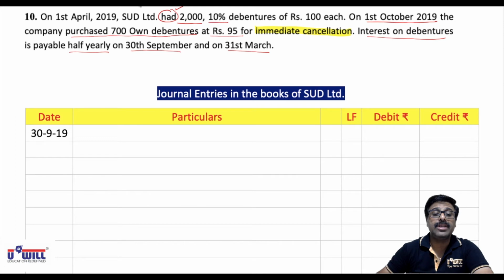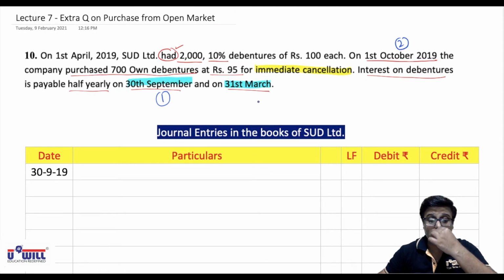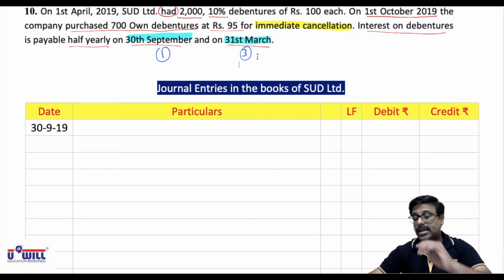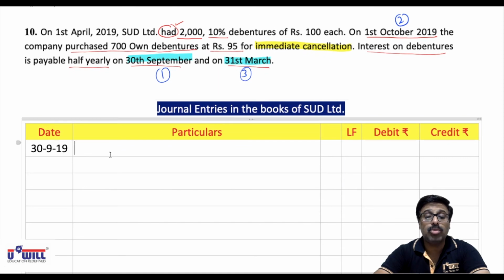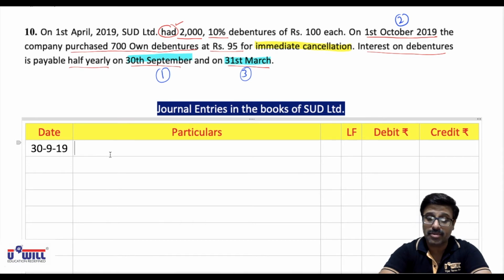What are the two dates of interest? One date is 30th September, the other is 31st March. So in order, the first transaction is on 30th September, the second transaction is on 1st October, and then the transaction is on 31st March for paying the interest. On 30th September, the company will be paying interest on all 2000 debentures because by 30th September, no debentures are purchased. On 1st October, the debentures are purchased. So until 30th September, the company has the liability on all 2000 debentures to pay interest.